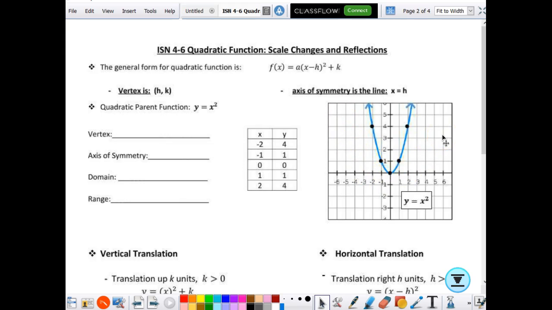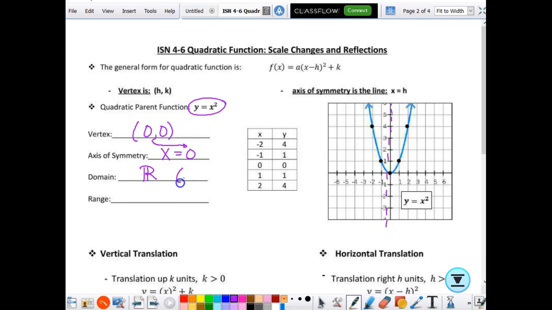Okay, so let's go back over the parent function really quick. The parent function of a parabola is y equals x squared. The vertex is here at 0, 0. The axis of symmetry is the x of your vertex. There's an imaginary line running down like this at x equals 0.